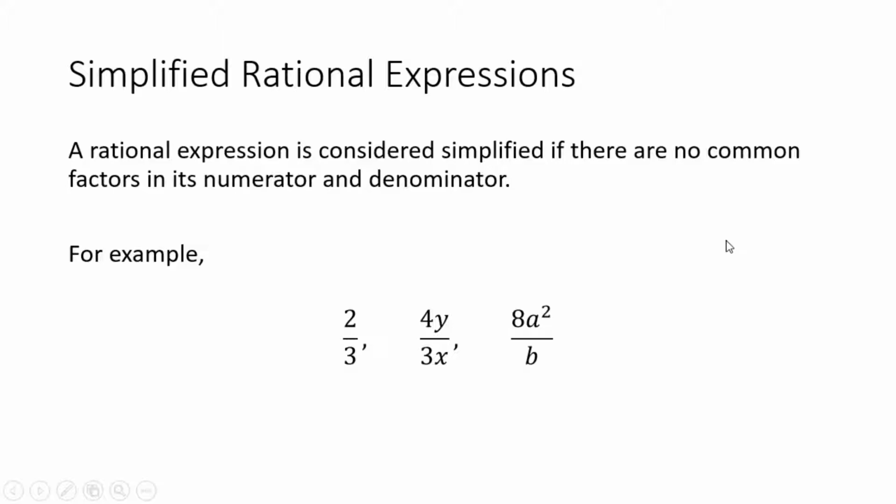So for simplified rational expressions, we just want to consider it simplified if there's no common factors in the numerator or the denominator. For example, 2/3, there's nothing I can take out of both the top and the bottom. Same with 4y over 3x. Same with 8a squared over b. There's nothing I can take out of both the top and the bottom.